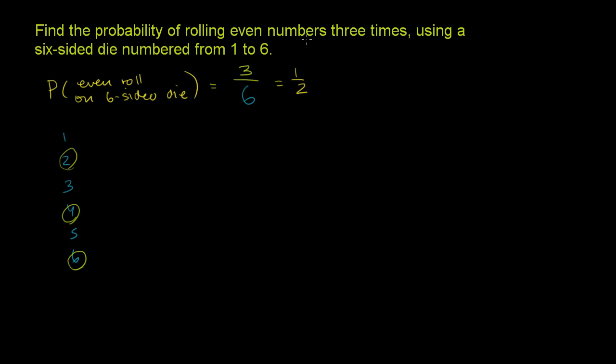Now, they want to roll even 3 times. And these are all going to be independent events. Every time you roll, it's not going to affect what happens in the next roll, despite what some gamblers might think. It has no impact on what happens on the next roll.